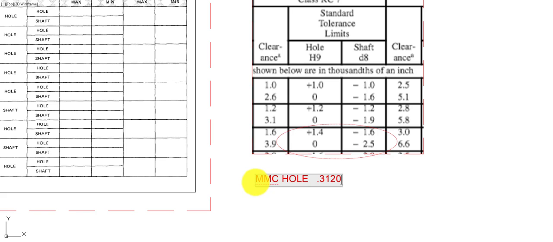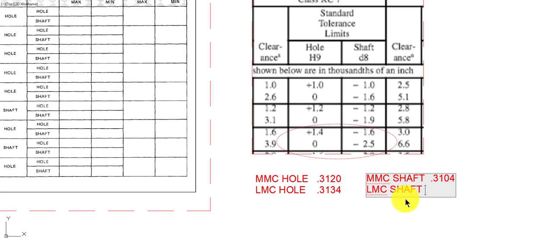0.3120, 312 thou. Least material condition size for the hole is going to be 312 plus 1.4, or 0.3134 thousandths of an inch. That's on a hole basis now. And I'm just doing that by adding those numbers in. Now we come over here and we have MMC for the shaft. MMC for the shaft is going to be nominal size minus 1.6. We subtract 1.6 from this and we end up with 0.3104. 0.3104 is the difference between that number and 1.6. That's the max material condition size of the shaft.